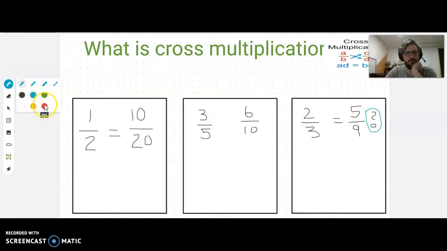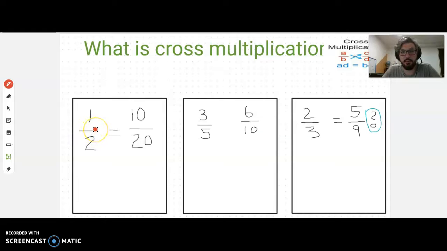Hello grade 8, let's learn about cross multiplication, how we can use cross multiplying to help solve problems with ratios and fractions. Cross multiplying is a method to verify whether two fractions are equivalent or equal, and you can use the same strategy of cross multiplying to verify or solve unknown numbers in a ratio problem, for example.